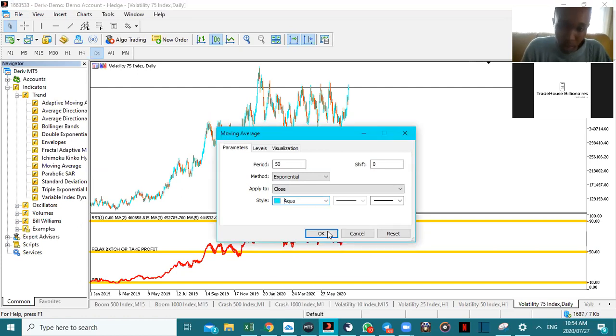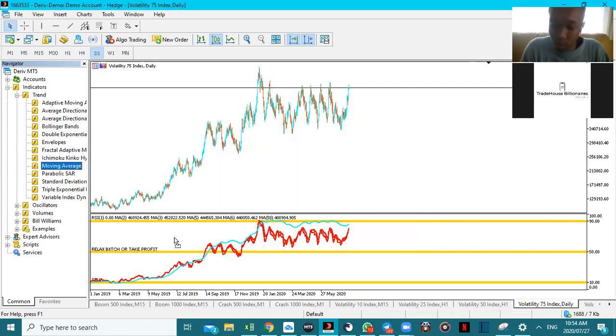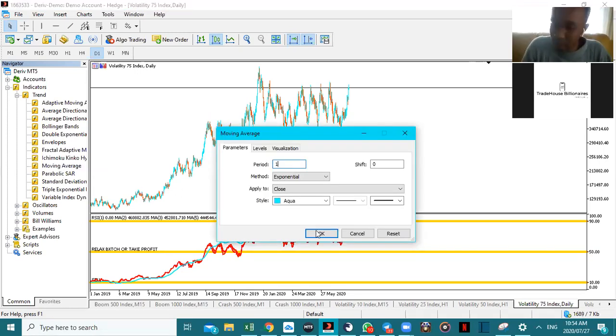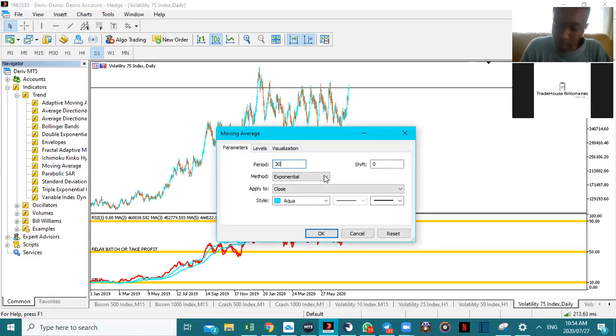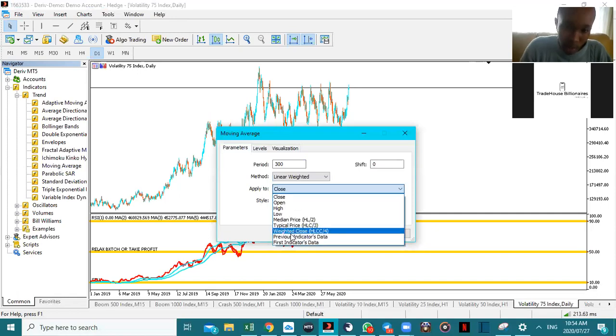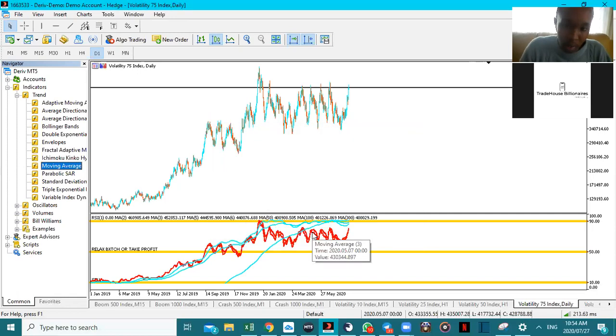Okay, and then we add it, and you see, and we're going to do that again, and then next level 100. Okay, and then we're going to add it, and then the last level we're going to add is the 300. But this is not going to be exponential. You're going to go to linear weighted, and where it says apply to close, we're going to say apply to weighted close. Okay, and then press OK.